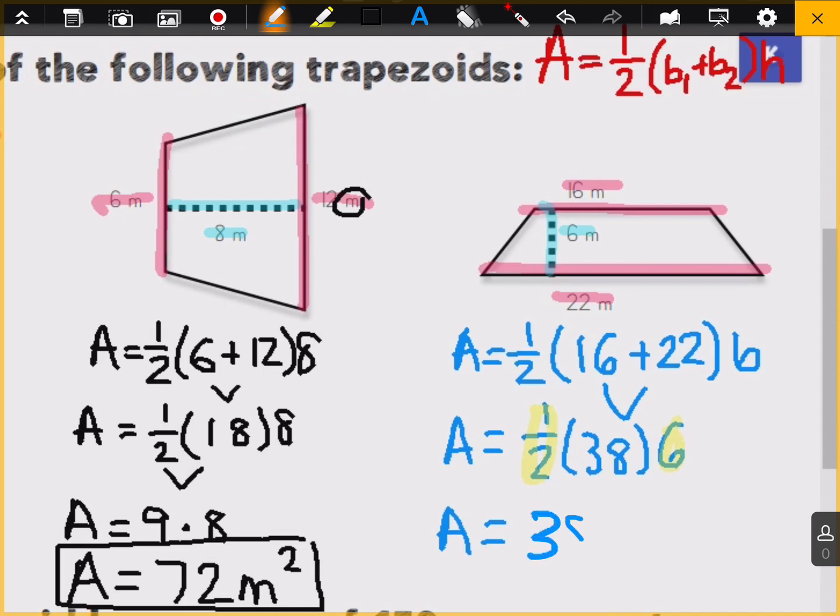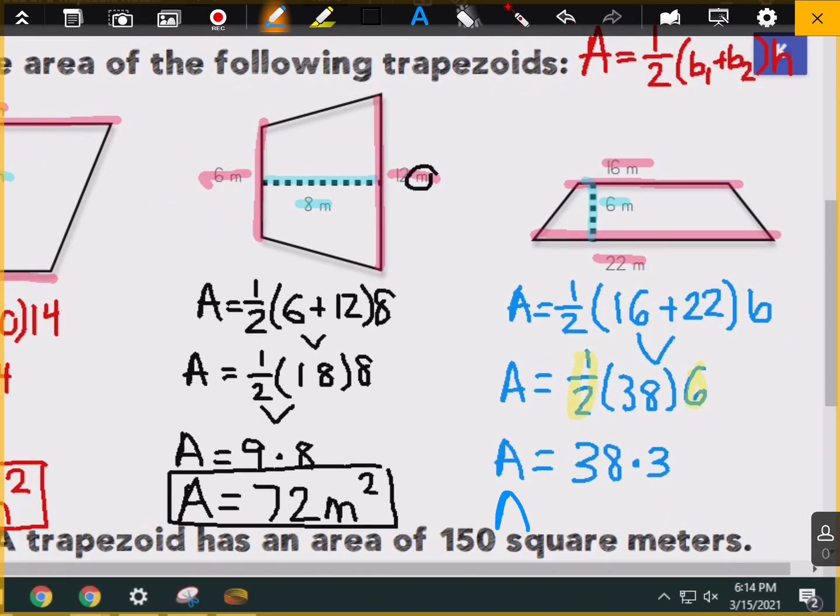That leaves my 38 first, and 6 divided by 2 is 3. I find that this is much easier to use with multiplication. And then I will find, once I multiply that out, that the area would be 114. And again, this is in meters squared because we're still finding area and the measurement type is meters.